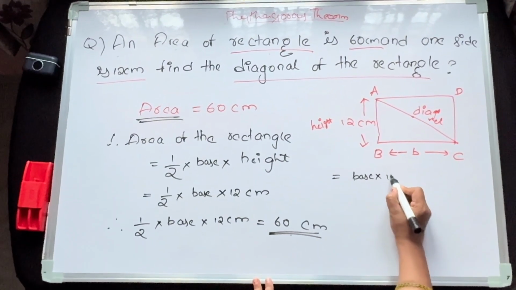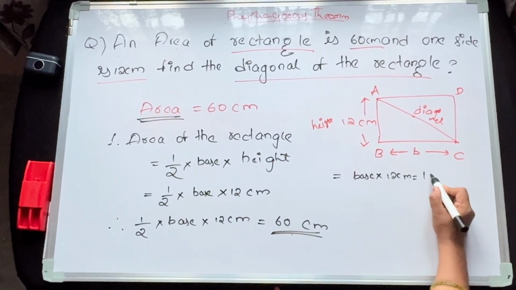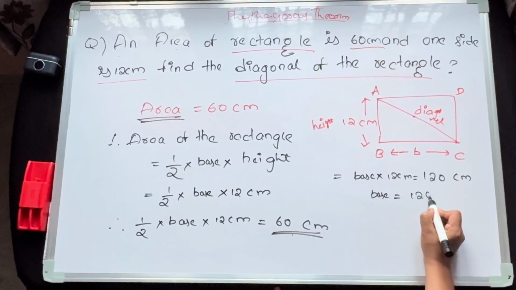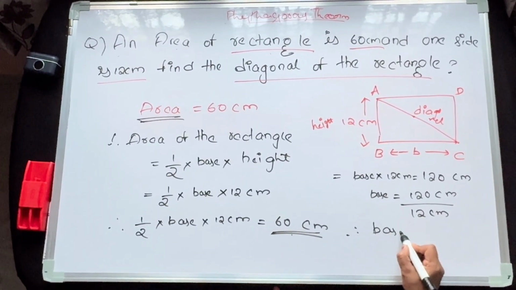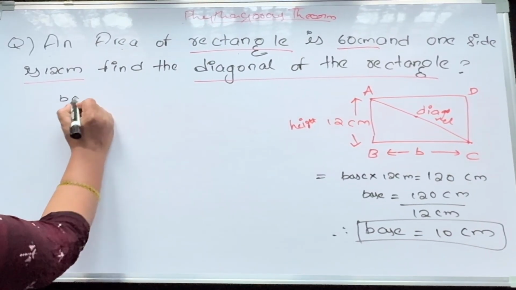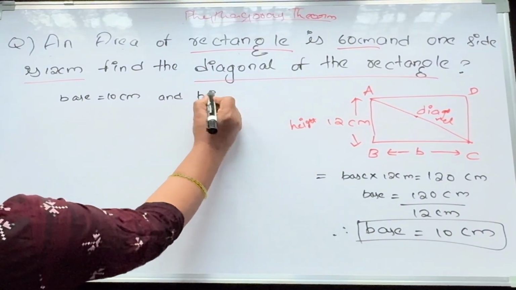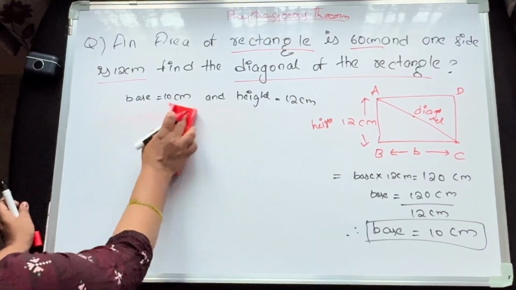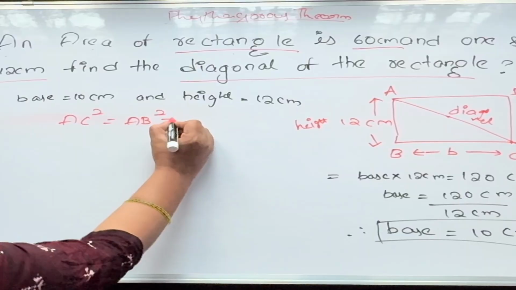Okay, base into 12 centimeters is equal to, this 2 will go like this, 120. Base is equal to 120 divided by 12 centimeters. Therefore, base is equal to 10 centimeters. Now we have base 10 centimeters and height 12 centimeters. By using the Pythagoras formula, we can solve: AC square is equal to AB square plus BC square.